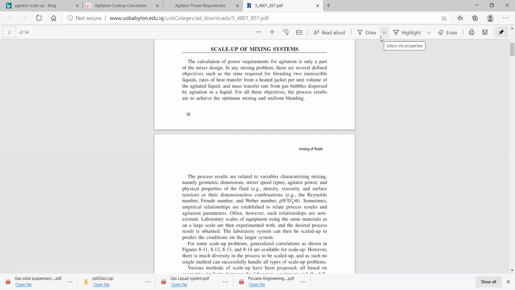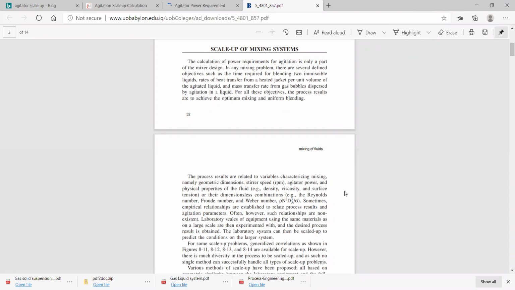Today I am teaching you scale up of agitators in unit operation subject in food and biotechnology discipline. The calculation of power requirements for agitation is only a part of mixture design in any mixing problem.